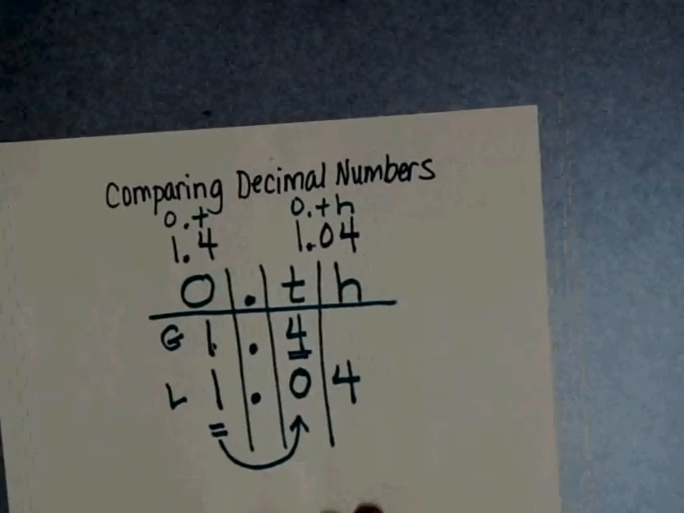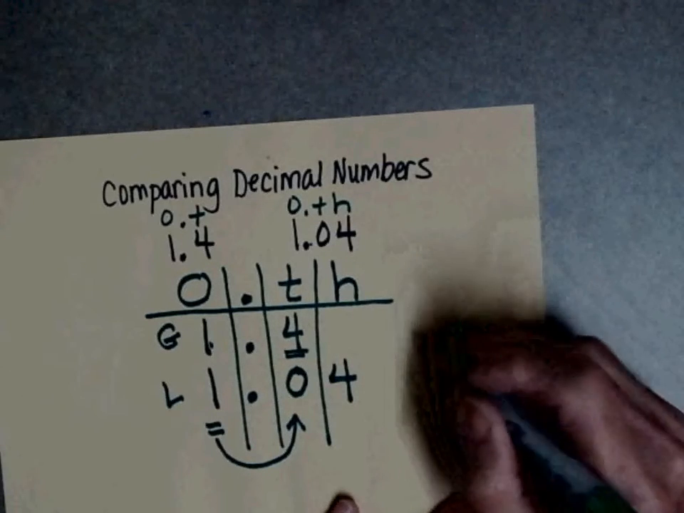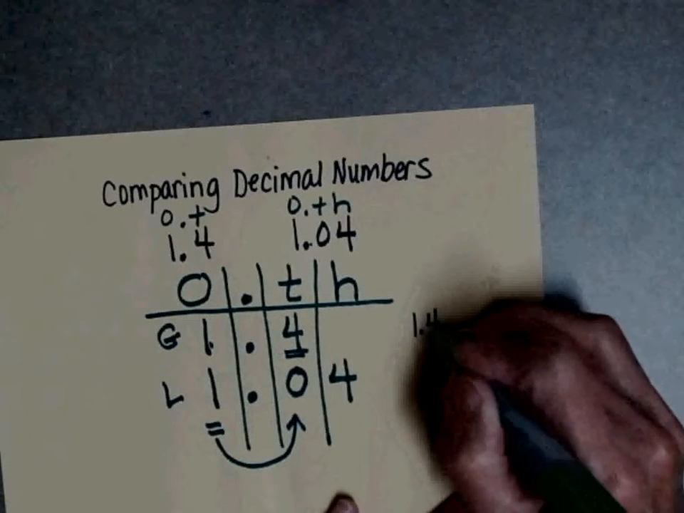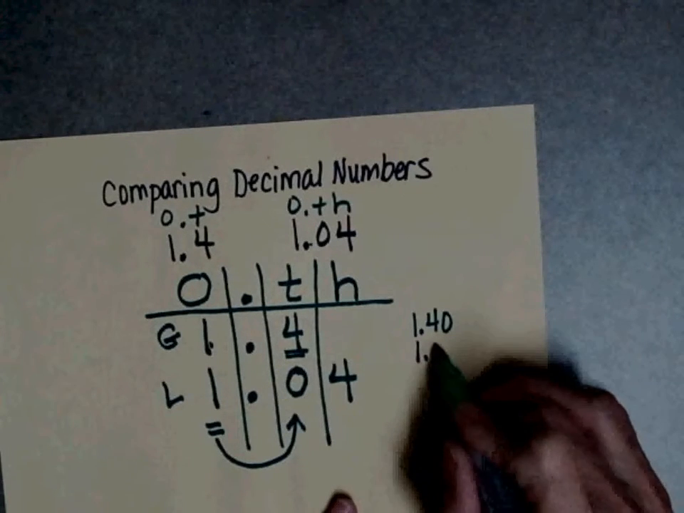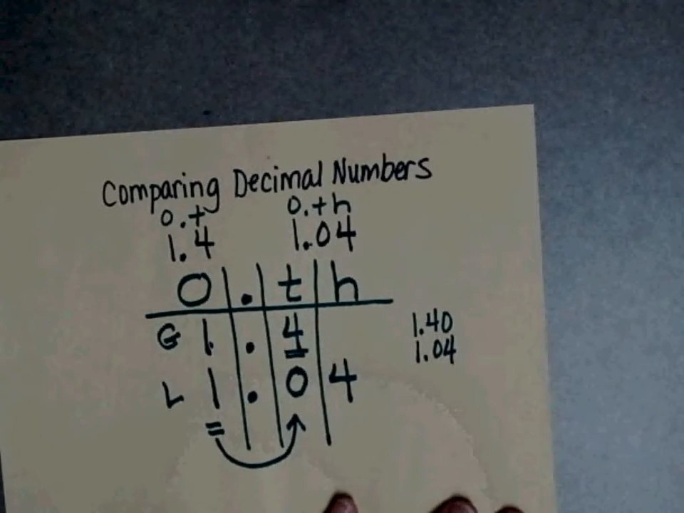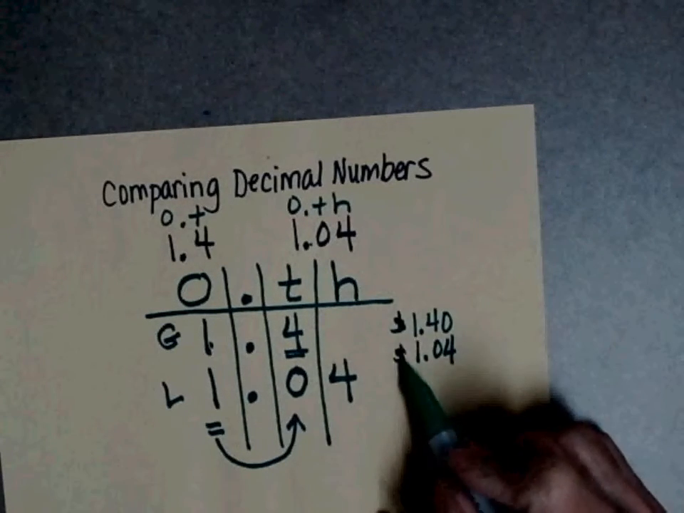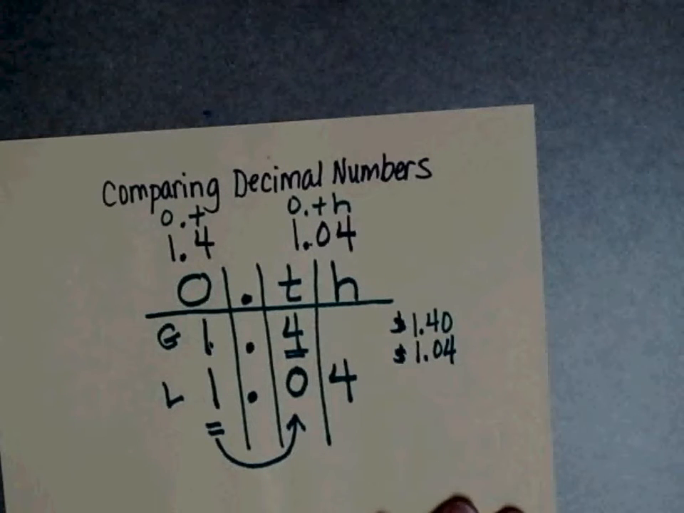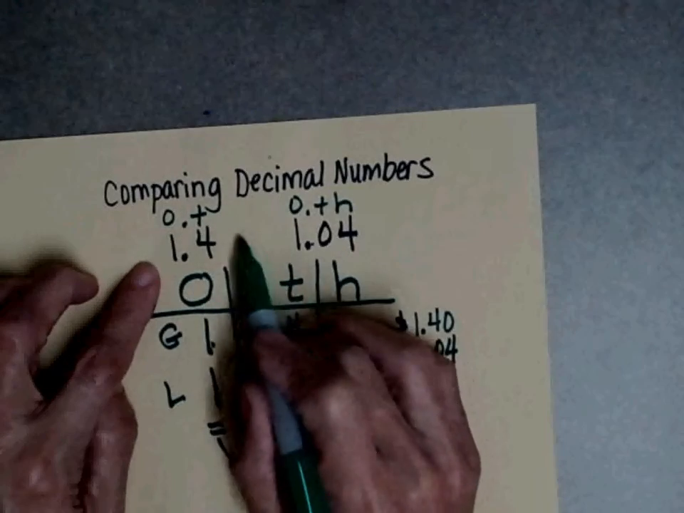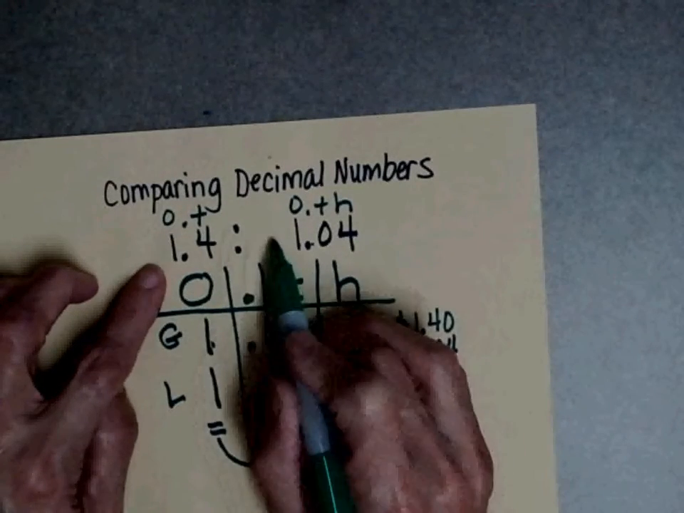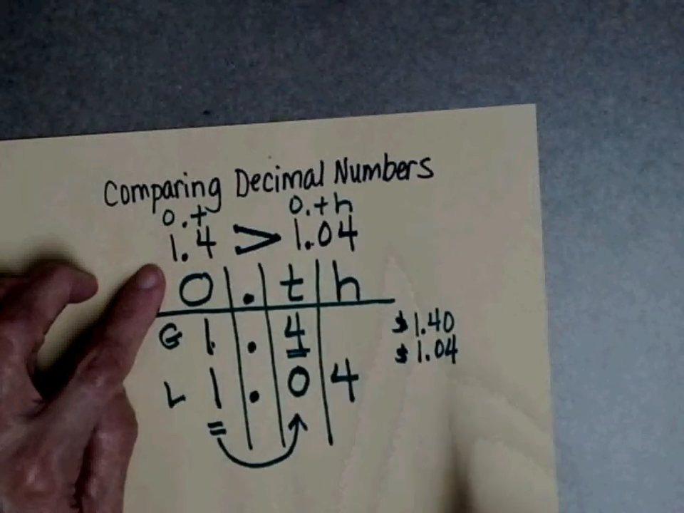So let me show you what this would look like if this was money. If I had $1.04, that would be $1.40 compared to $1.04. When we can connect decimals to money, it will make comparing decimals a lot easier. So we can say this 1 and 4/10 is greater than 1 and 4/100, and there's our symbol.